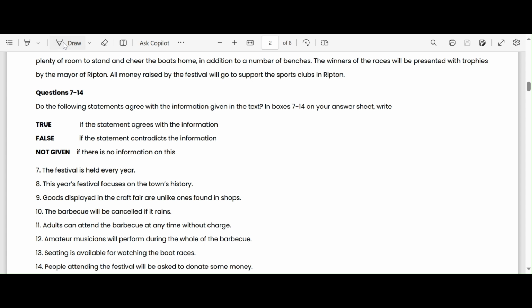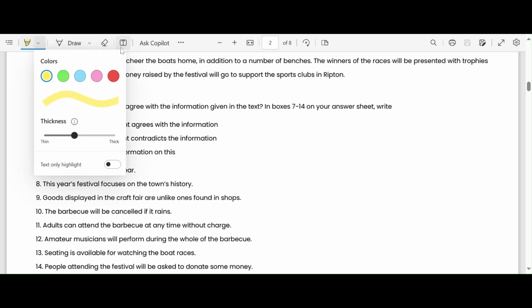Let me pull out my pointer, so I can show you what to do.